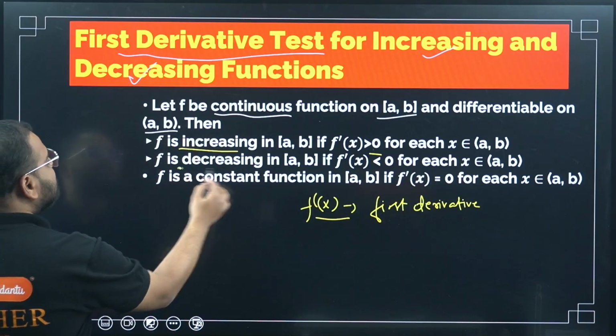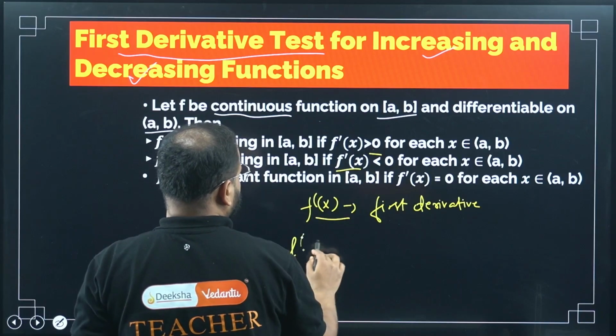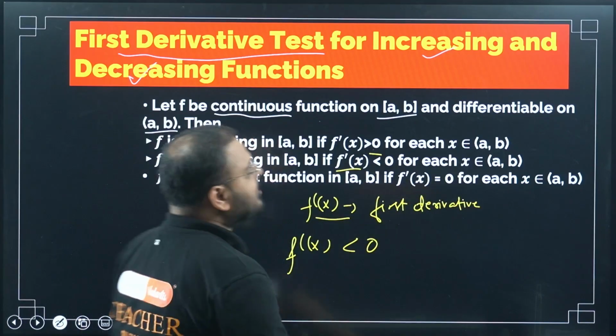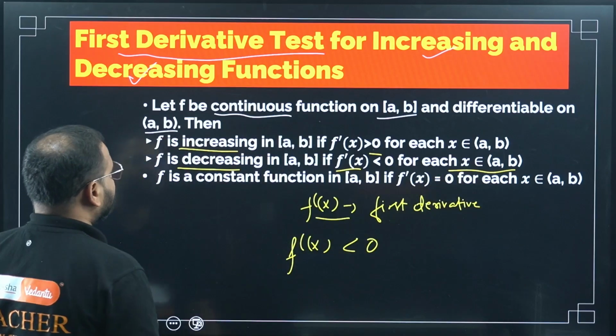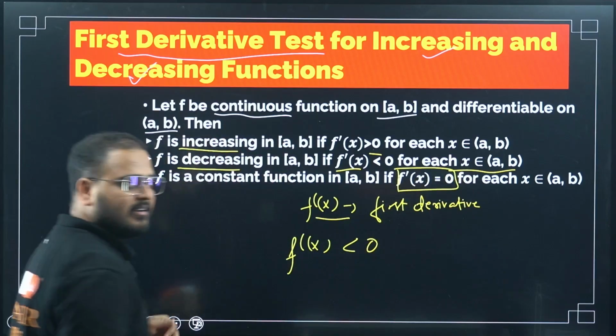About decreasing, just reverse: the derivative should be less than 0. For decreasing, the derivative should be less than 0 at every point in the domain, x from a to b. A constant function means the derivative will be equal to 0.